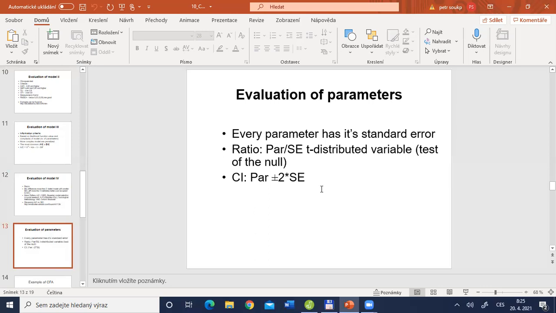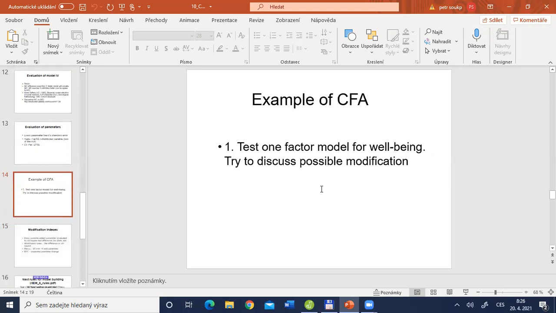JASP would compute all this for us, so it's not necessary to compute these by hand, but believe me, there are structural equation model packages, and also general statistical packages, in which you need to apply these formulas by hand, so that's why you should also know how to compute them. It's not very difficult at all. So that's the evaluation of parameters and the model.